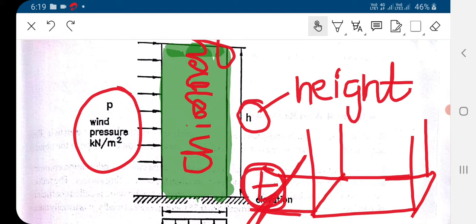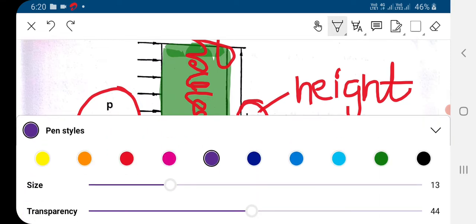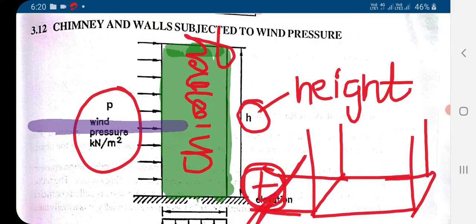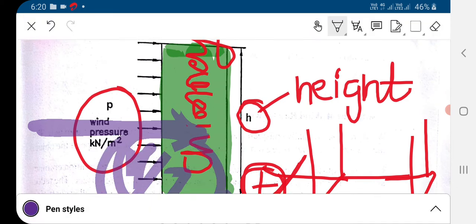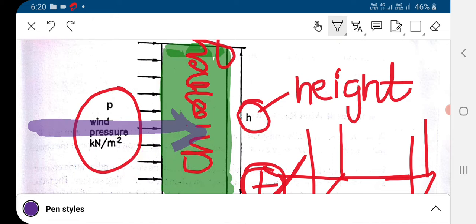Now let's see this pressure in this figure. If the height of the wall is this, then this force is acting at mid height, and it will be H by 2. So it will generate the moment about the base, that will be equal to P into H by 2. So in this way we get the moment generated.